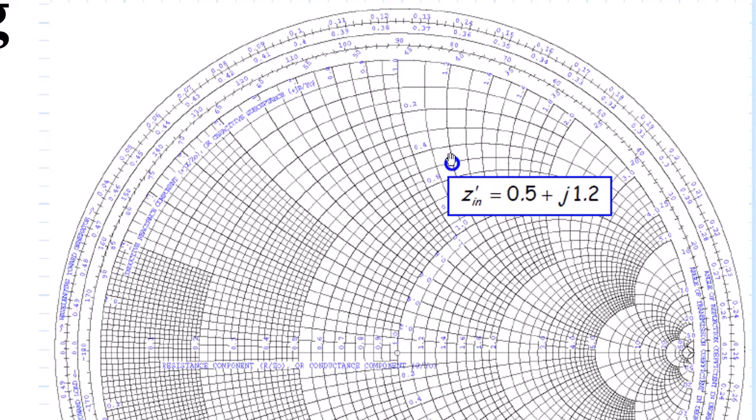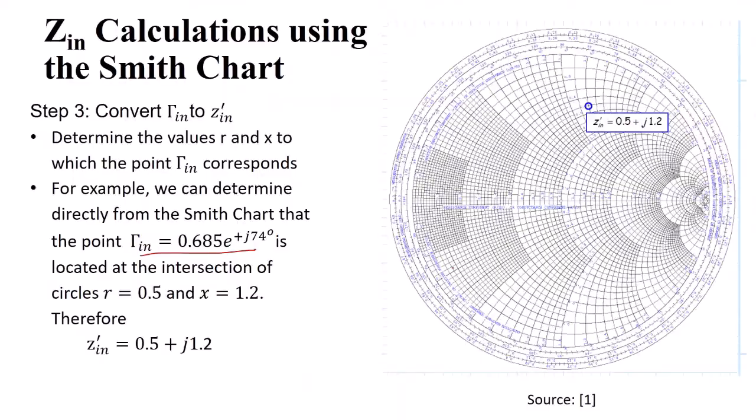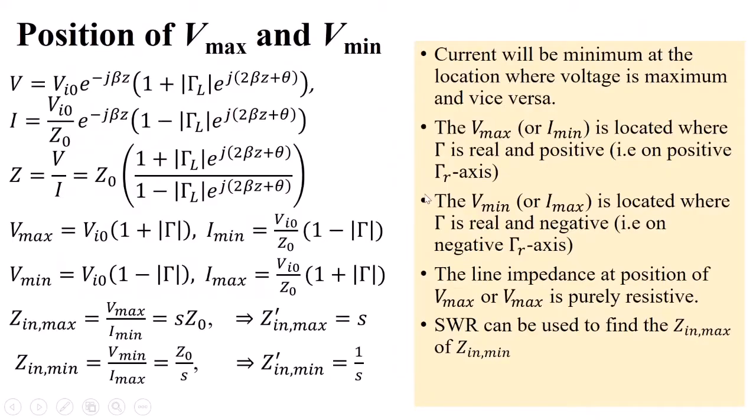Now what is X? The X arc here is something like 1.2, because this is 0.91. This will be 1.1, then 1.2, 1.3, and so on. So this will be 1.2. So you have just directly read the input impedance from here. This is how you will proceed.